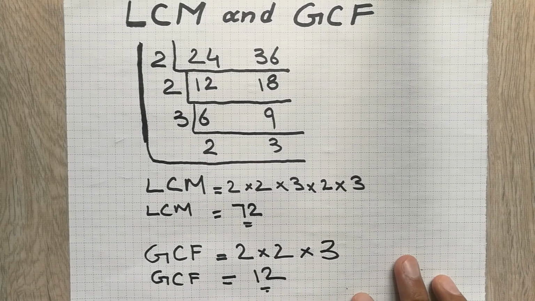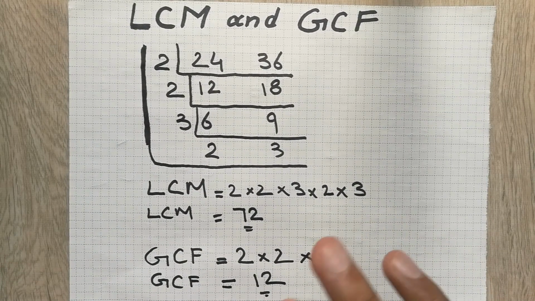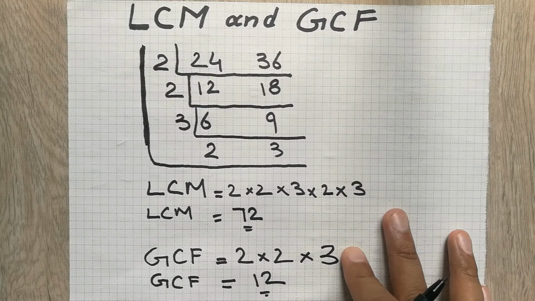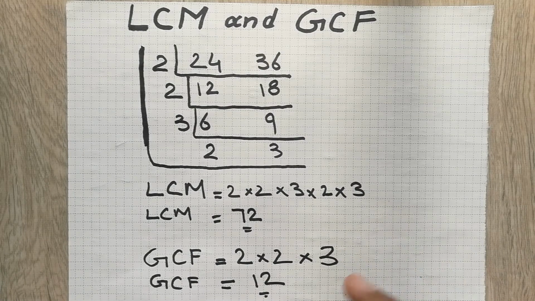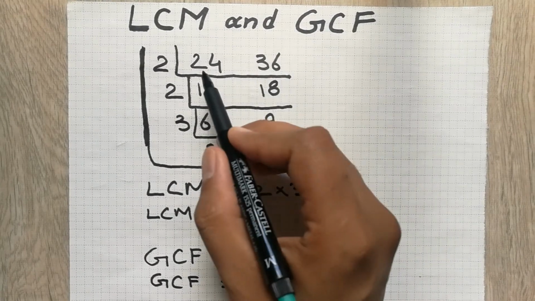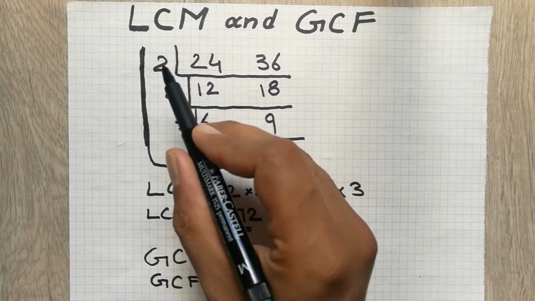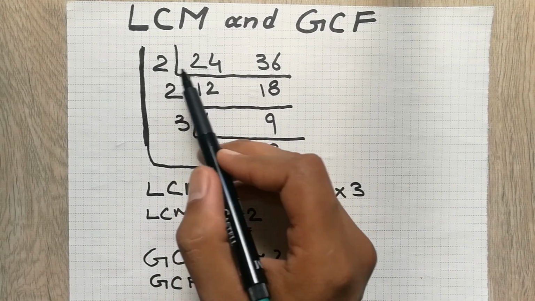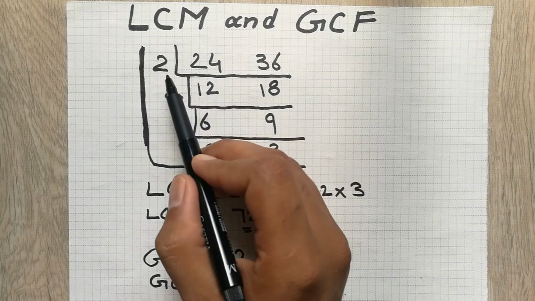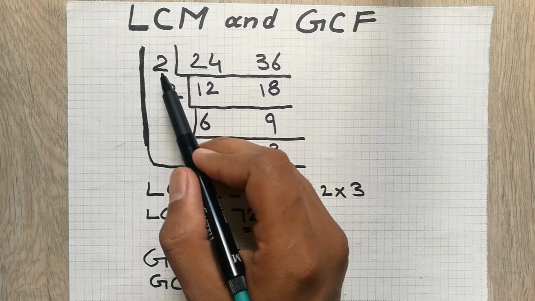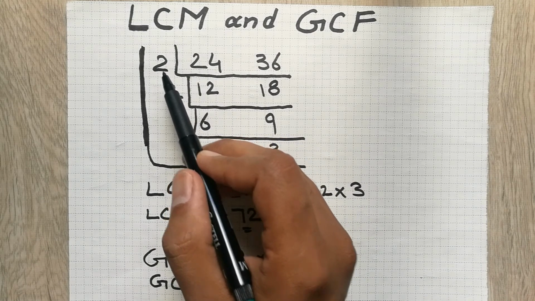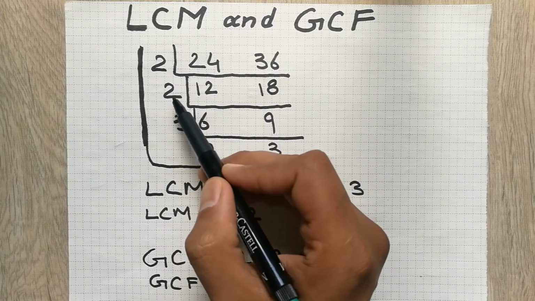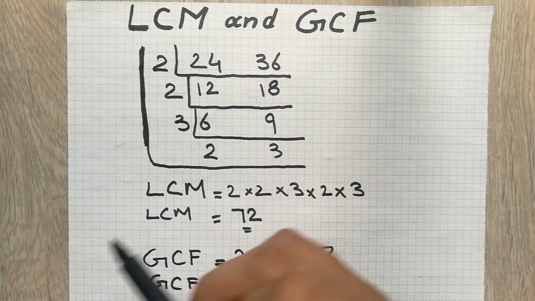So I hope you understand the whole concept of getting the LCM and GCF by the ladder method. First, you put two numbers here in a straight line, then you put the L shape, then you find the smallest prime number that goes into these numbers. In this case 2 will be our smallest prime number, and the answer here will be 12. Then again we find the smallest prime number, and this is how we find our LCM.